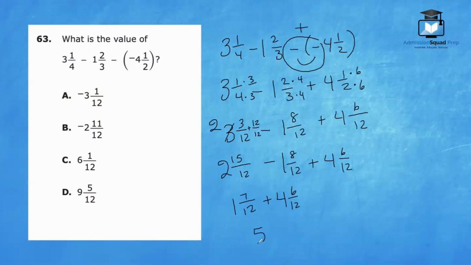Now we have 5 13/12. Instead of leaving 13/12 as an improper fraction, we would prefer to turn it into a mixed number. So this will become 5 plus 1 1/12, which is equivalent to 6 1/12. So C is the correct answer. Let's head over to the next problem.